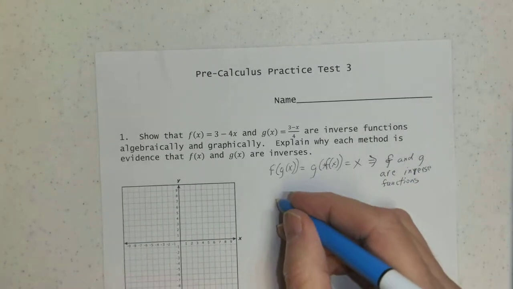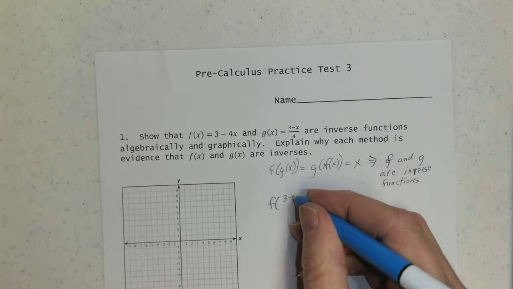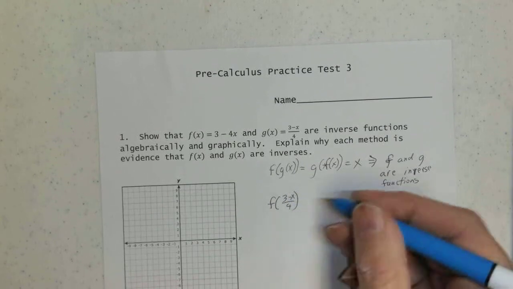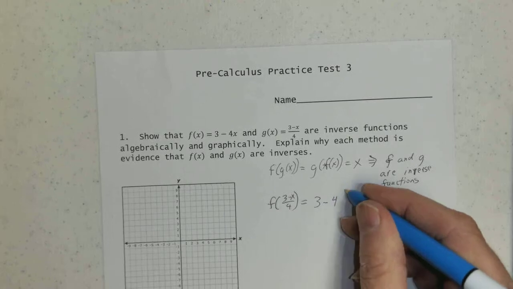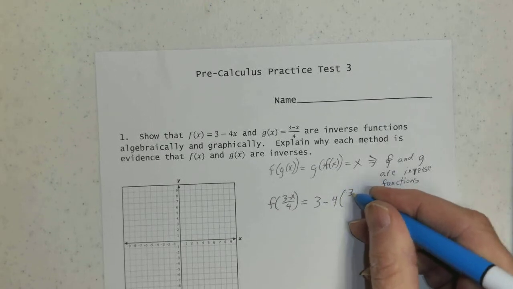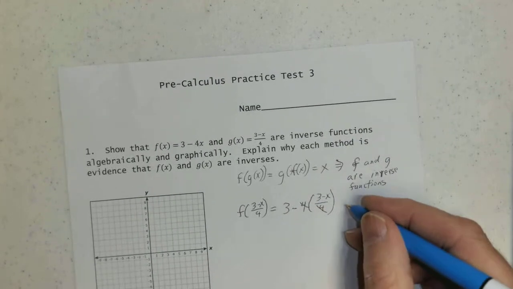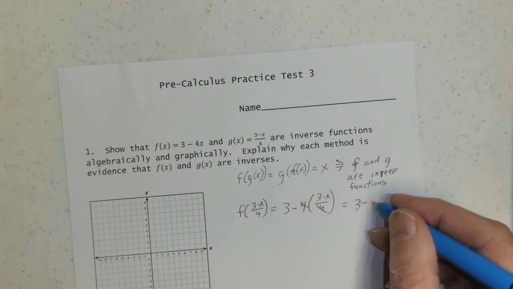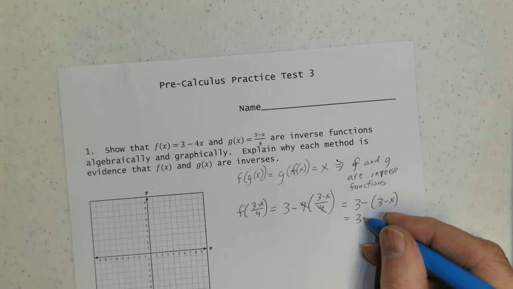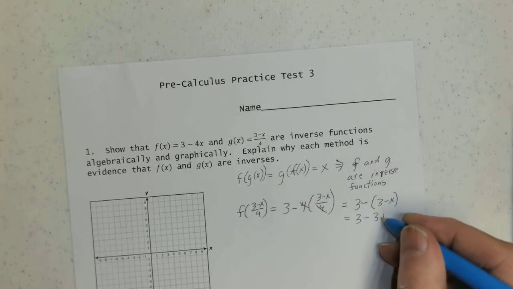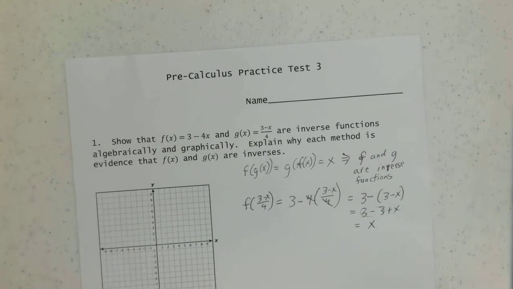Okay, well, let's find f of g of x. F of 3 minus x over 4 equals 3 minus 4 times 3 minus x over 4. The 4's cancel. That's 3 minus 3 minus x, and the double negative is plus x. That's 0, so that's x. So we're halfway there.